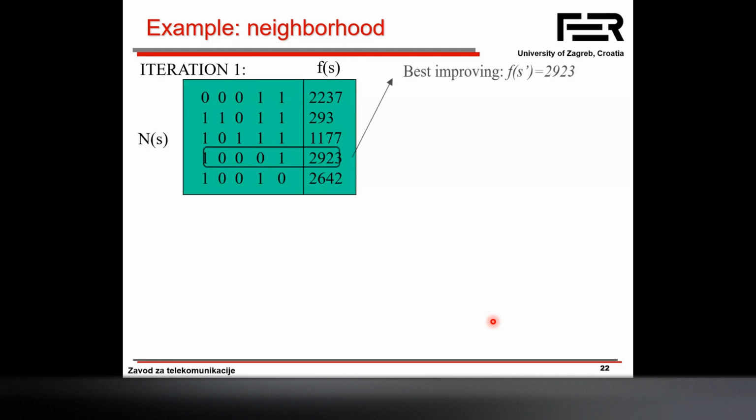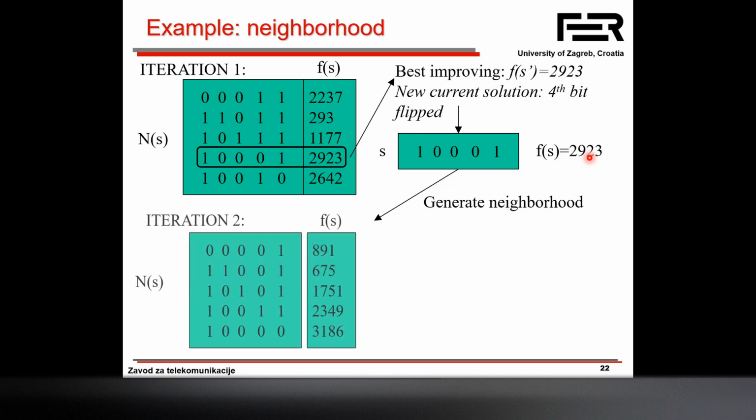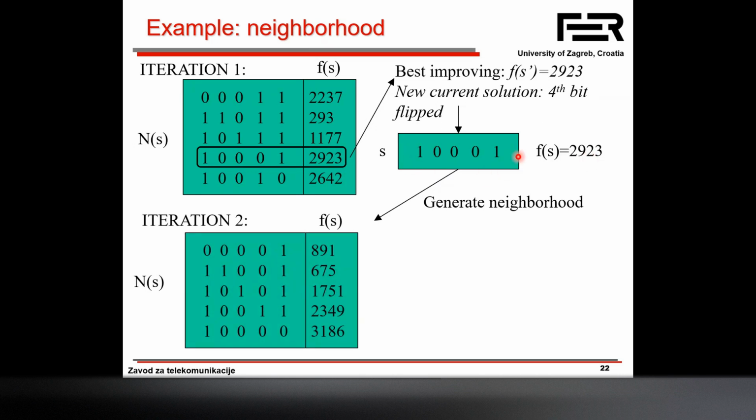Okay, so let's see where we are now. We found this best improving neighbor, and it becomes our current solution. We found it by flipping the 4th bit with respect to our initial solution. So now this is our new solution, 10001, and this is the value of its fitness. We generate its neighborhood. So now we're looking at the neighborhood of this solution. These are all the neighbors.